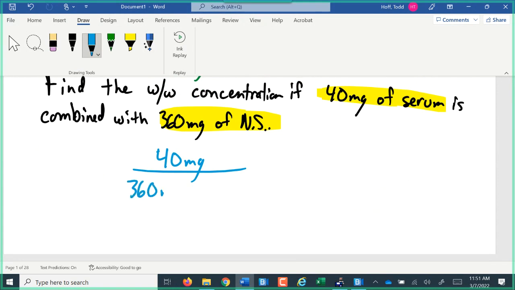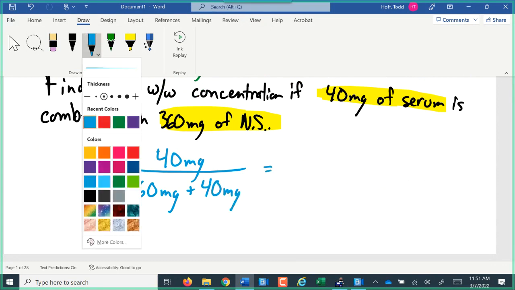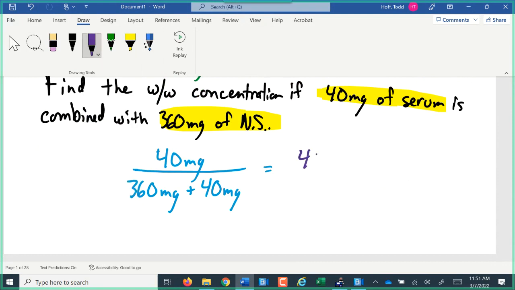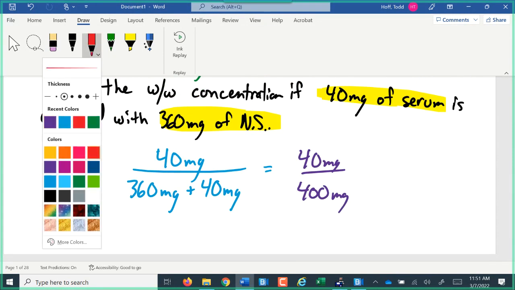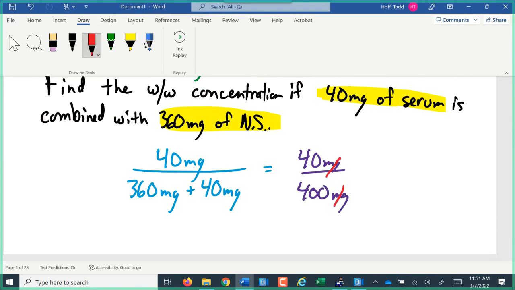So it's the 360 milligrams of saline plus the 40 milligrams of serum. So once we've added those, we have 400 milligrams. Milligrams cancel out. 40 divided by 400 is 0.1. Again, that's as a rate. Convert that to a percent, that would be a 10% solution.